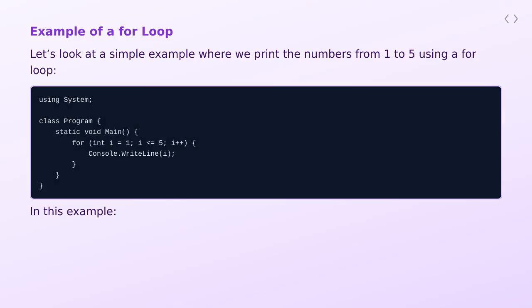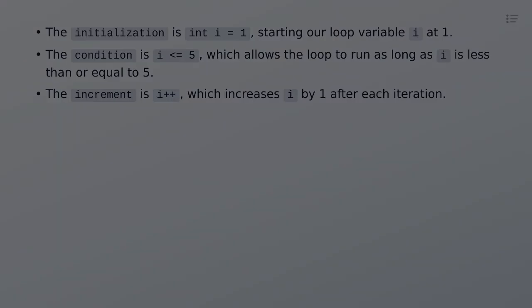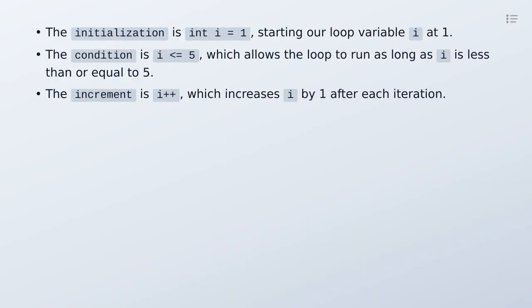Let's move on to an example of a for loop. Let's look at a simple example where we print the numbers from 1 to 5 using a for loop. Review the class shown on screen and how its members are organized. In this example, first, the initialization is int i = 1, starting our loop variable i at 1. Also, the condition is i <= 5, which allows the loop to run as long as i is less than or equal to 5. Finally, the increment is i++, which increases i by 1 after each iteration.